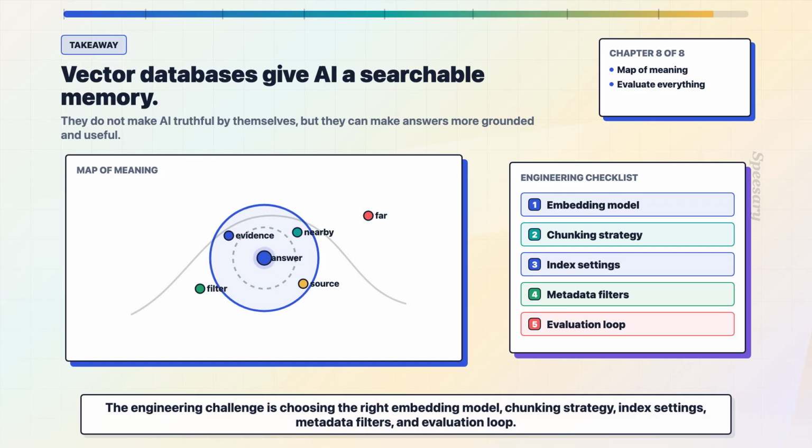The engineering challenge is choosing the right embedding model, chunking strategy, index settings, metadata filters, and evaluation loop. The takeaway: vector databases do not make AI intelligent by themselves, but they give AI a searchable memory that can make answers more relevant, grounded, and useful.